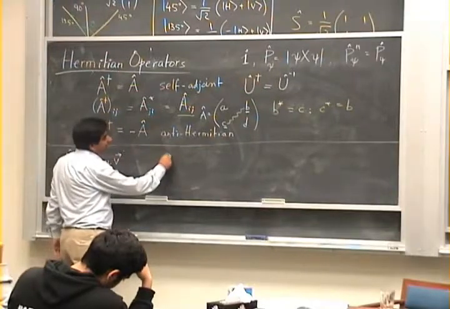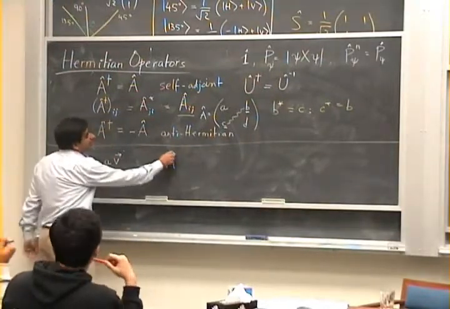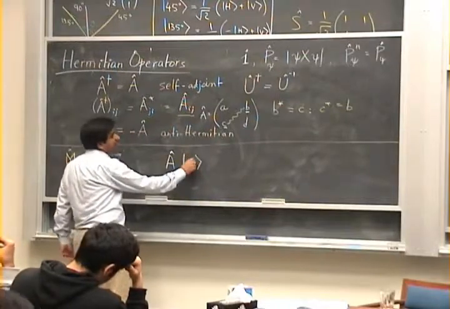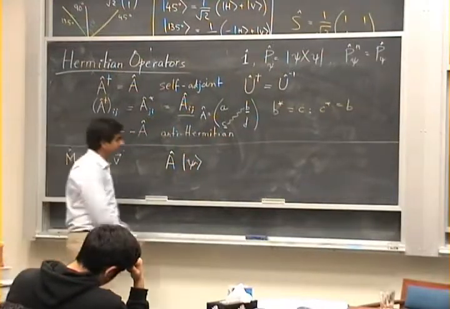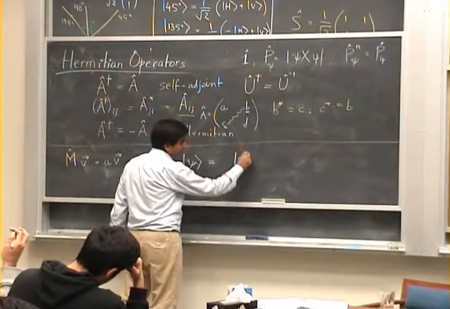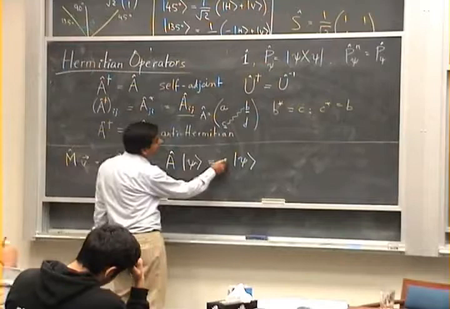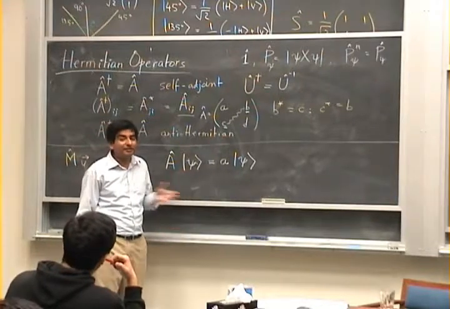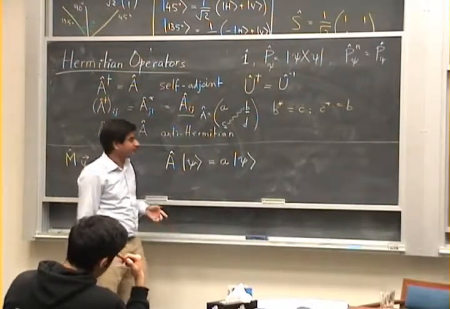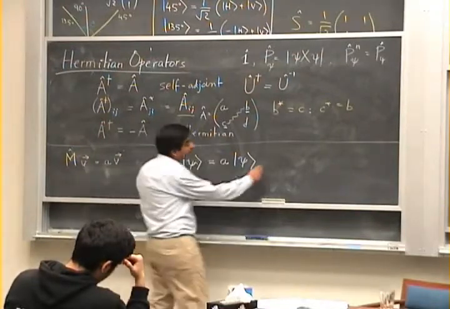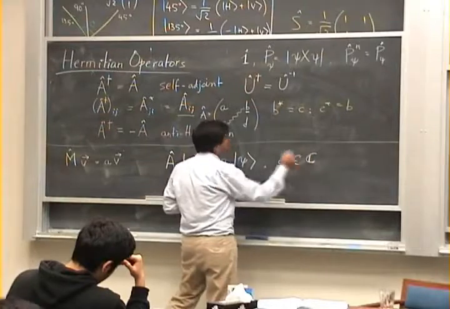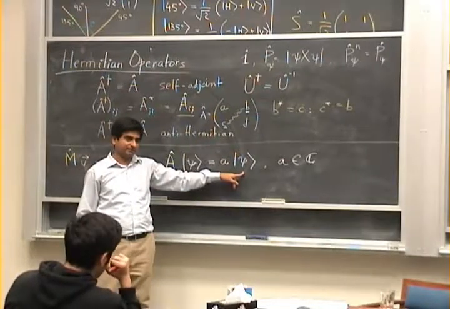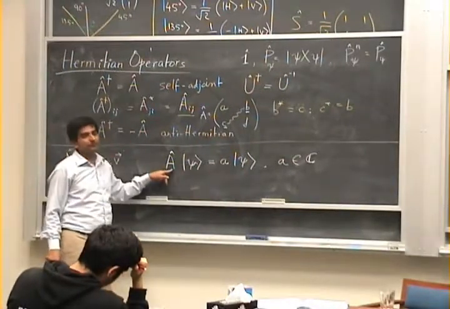Likewise, if I have an operator A, and this operator is Hermitian, and it acts on a quantum state psi, and I get psi back again with some complex number a, remember, complex numbers permeate quantum mechanics. All the numbers I've been talking about are in general complex. Could be real, could be imaginary, but in general they're complex. So this a is a complex number. So if an operator acts on a state and returns the state, then this state is an eigenvector of the operator.